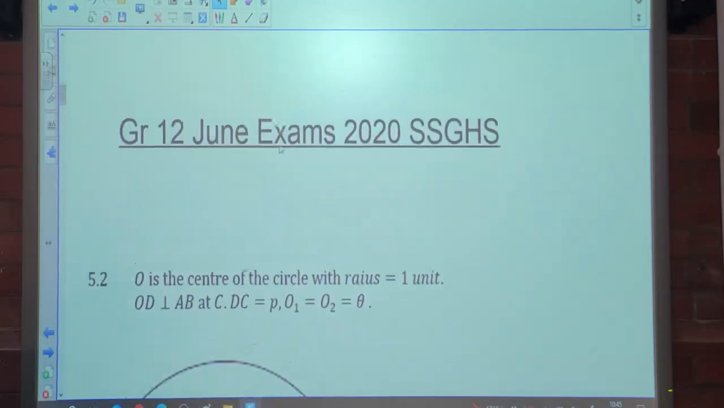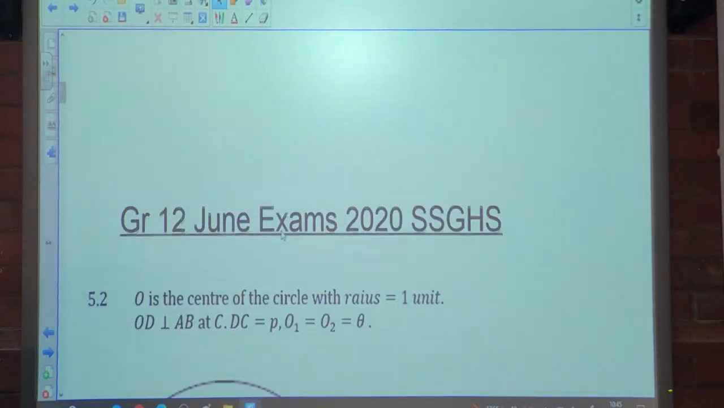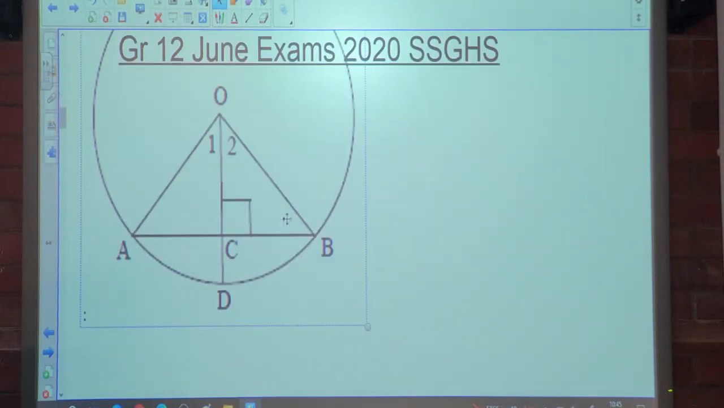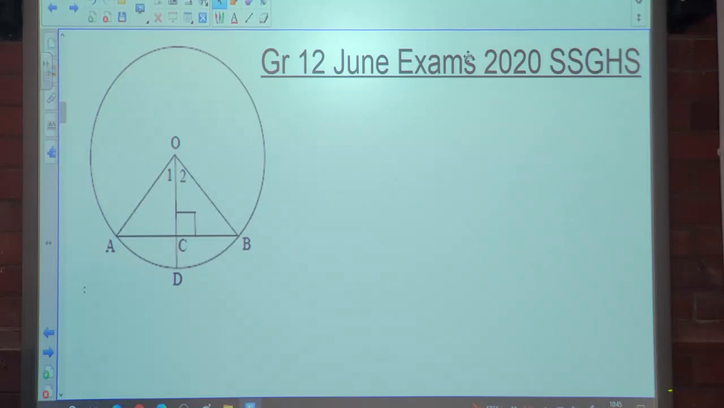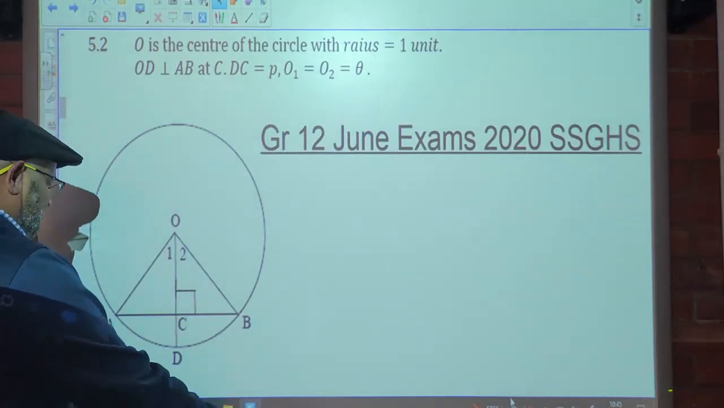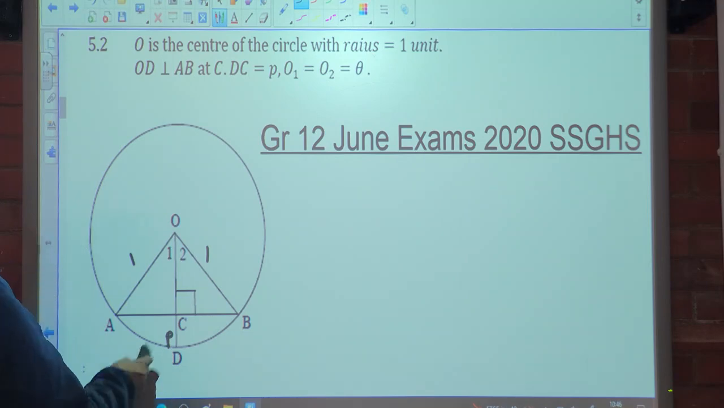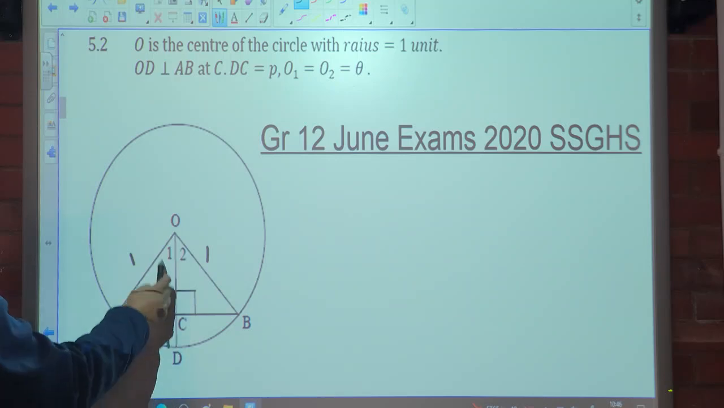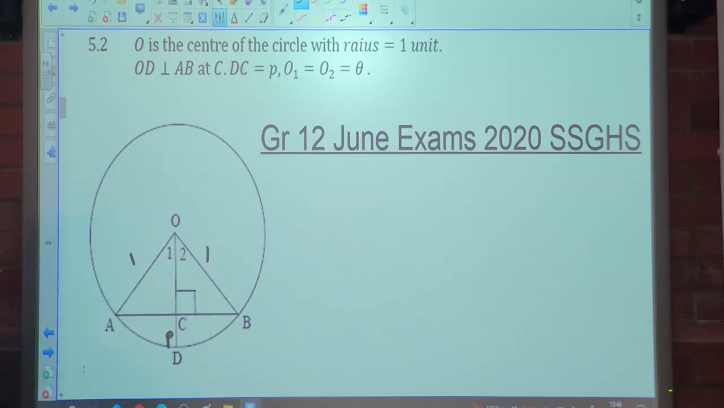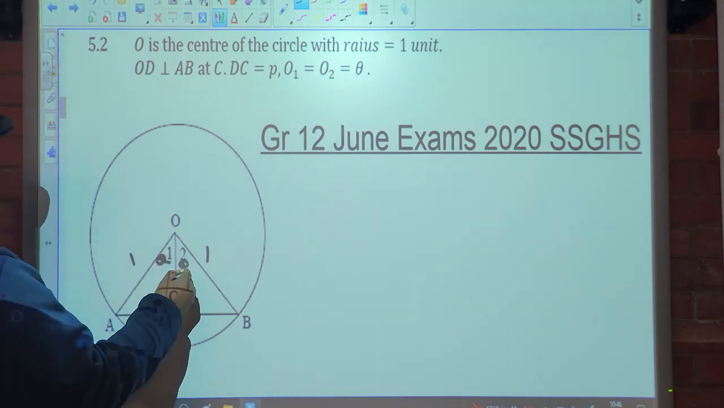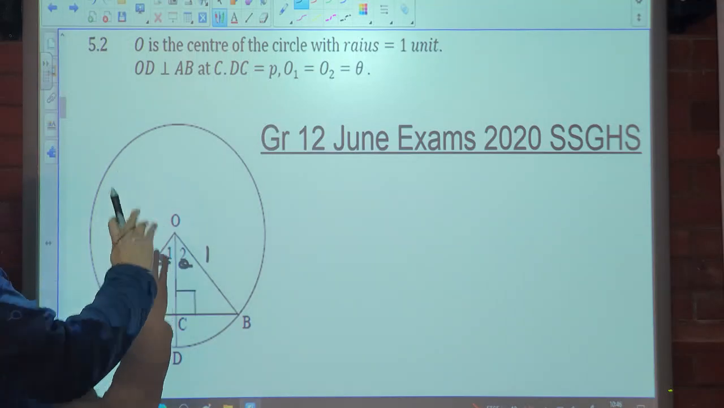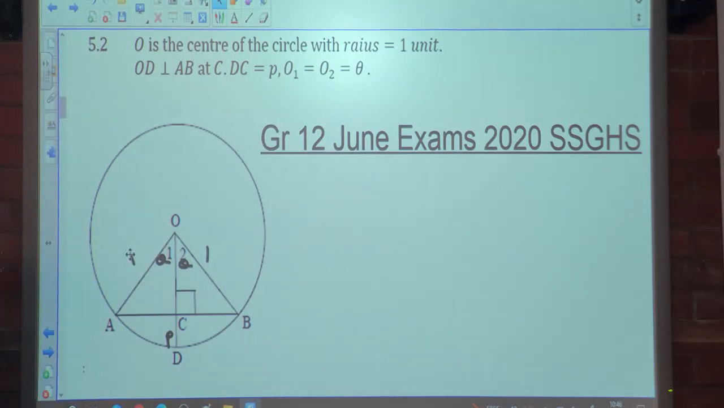So this was the June exam on 5.2. Did we finish 5.1? Yeah. We're on 5.2. We are told that O is the center of the circle with radius 1. So there goes 1, 1. OD is perpendicular to AB at C. Then we are told that BC is P. But remember, OD is also 1, because that's your radius. So this would be 1 minus P for OC. We are told that O1 is equal to O2, which is equal to theta. Whatever is given there is now transferred onto the diagram.